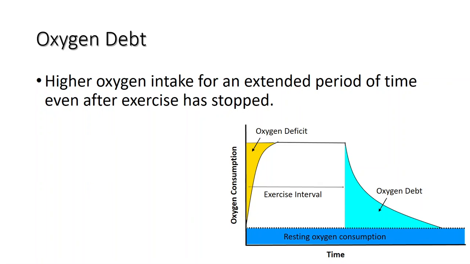This oxygen is required to restore ATP and creatine phosphate levels, convert lactic acid to pyruvic acid, and, in the liver, to convert lactic acid into glucose or glycogen. Other systems used during exercise also require oxygen, and all of these combined processes result in the increased breathing rate that occurs after the exercise and is known as the oxygen debt.